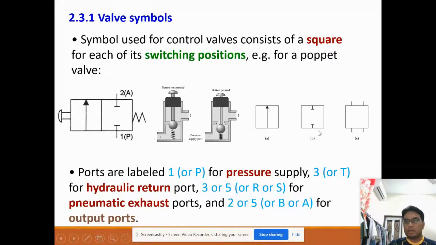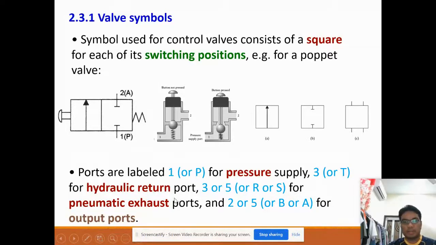B is the closed condition here, the T symbol like this, and the connection ports mean that there are four ports. So this is some of the description. The ports are labeled 1 or P for the pressure supply, when the pressure is supplied; 3 or T for the hydraulic return, which is mostly for the hydraulic actuator; and 3 or 5, or R or S, for the pneumatic exhaust.